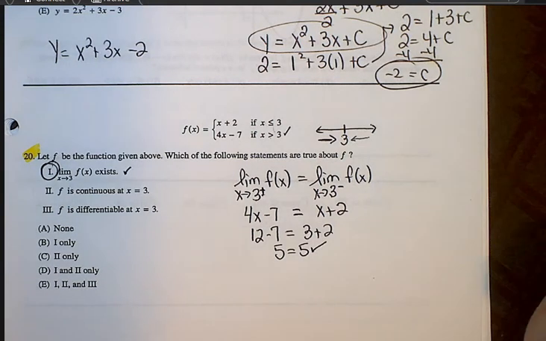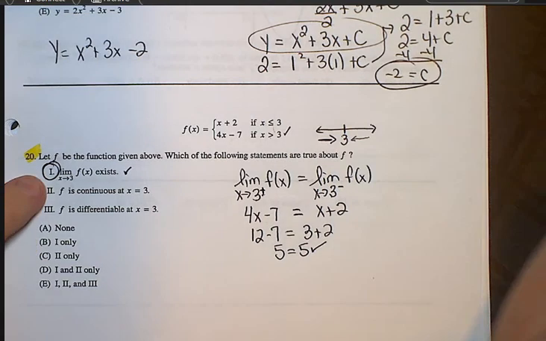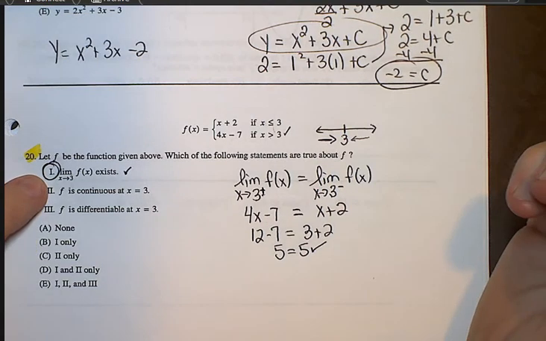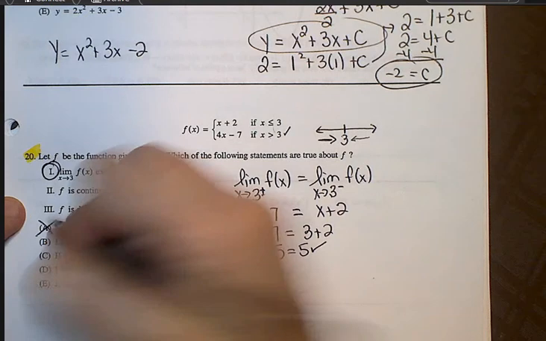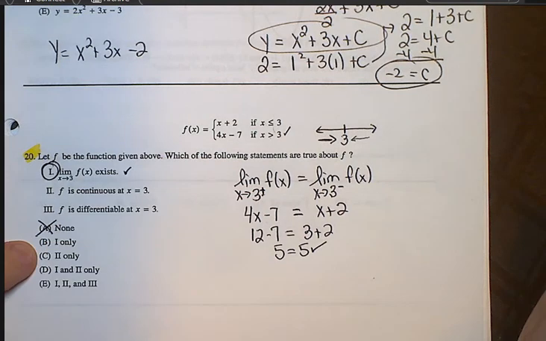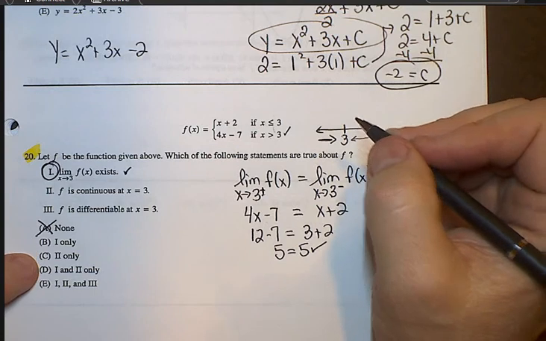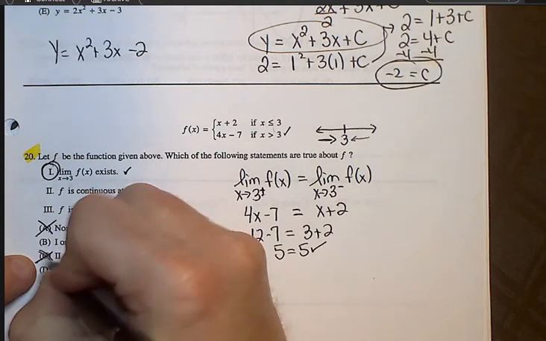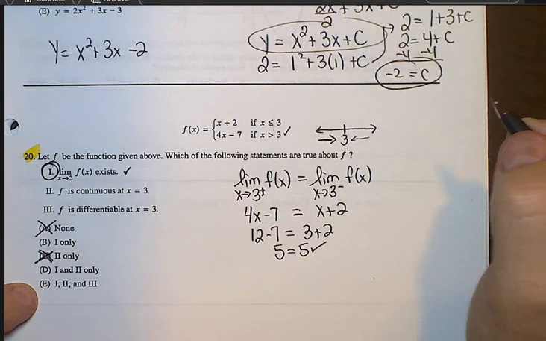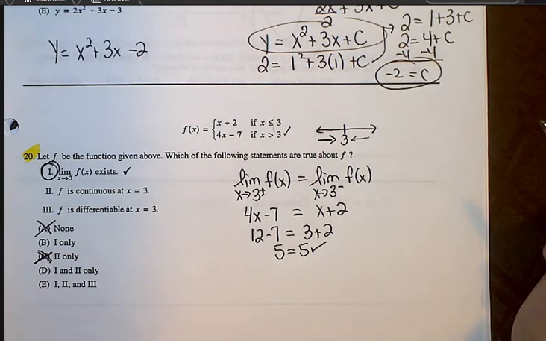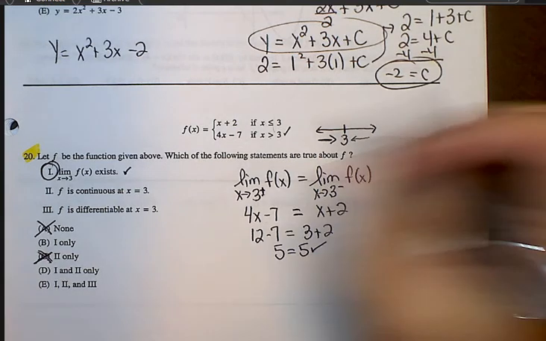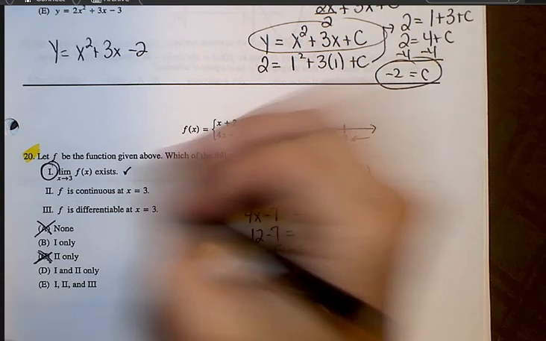Choice A is none, and we already know that I is correct, so we're going to cross that one out. B is 1 only. That could be the final answer. We don't know yet. C is 2 only, so I can get rid of that because I know 1 is true. D is 1 and 2, and E is 1, 2, and 3. So we are good so far with that.